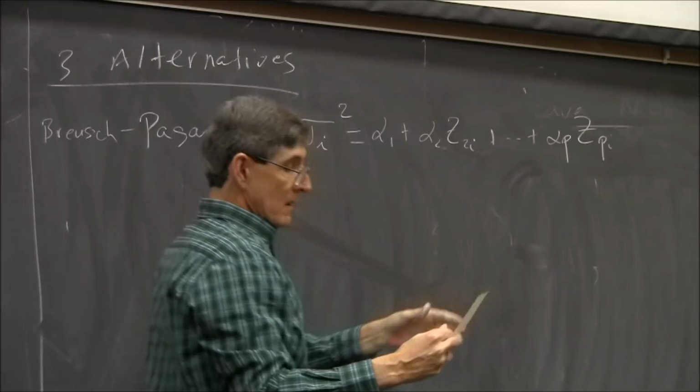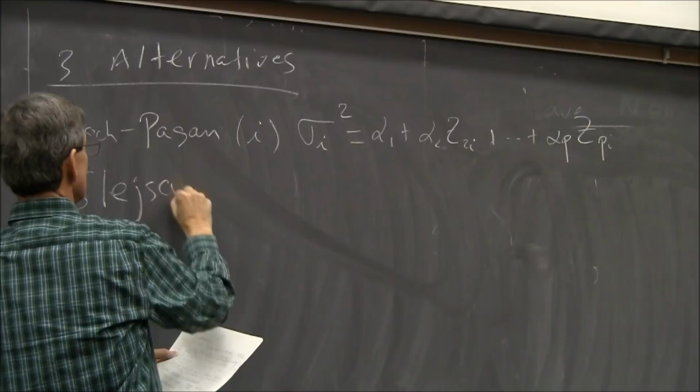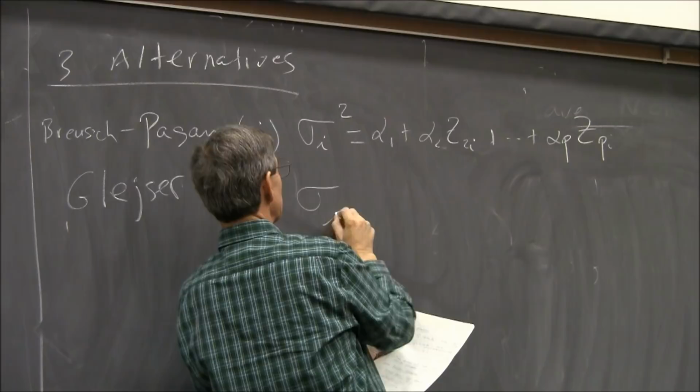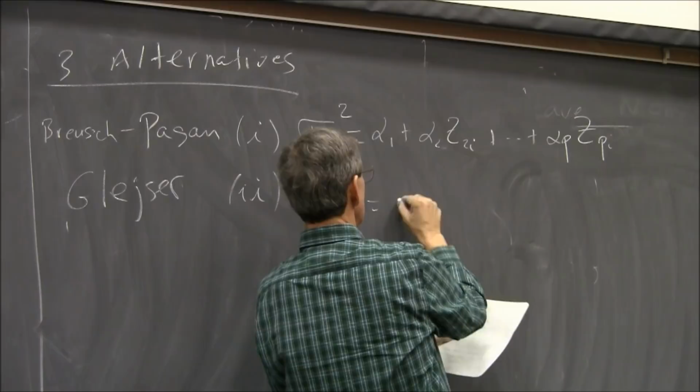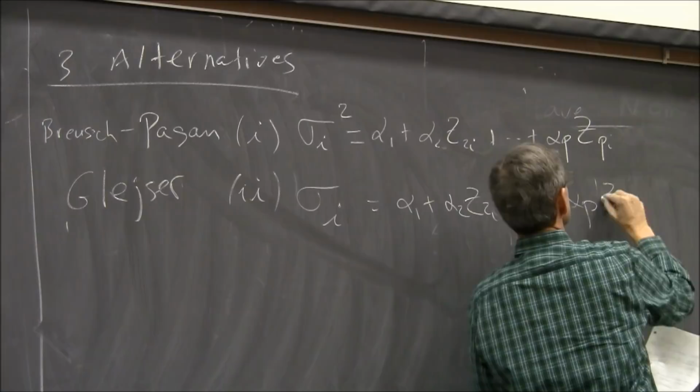There's another one called Glejser, which I don't know how to say. Here we're going to say sigma i, instead of squared, it's just sigma. Then the rest is the same: alpha 1 plus alpha 2 z2i up to alpha p zpi.